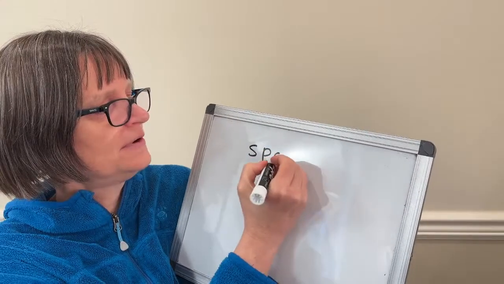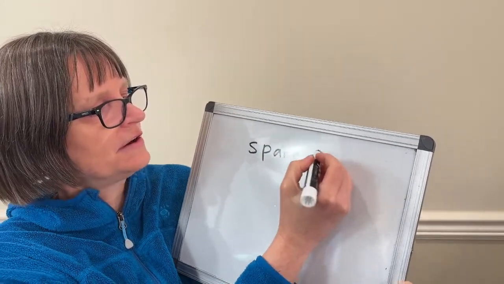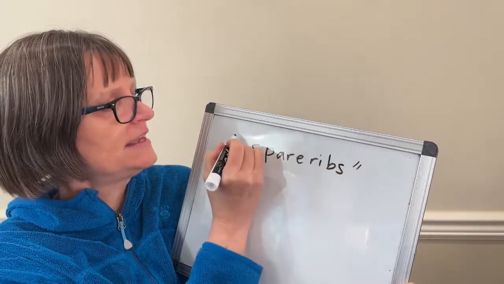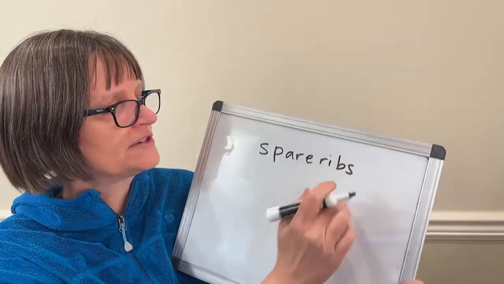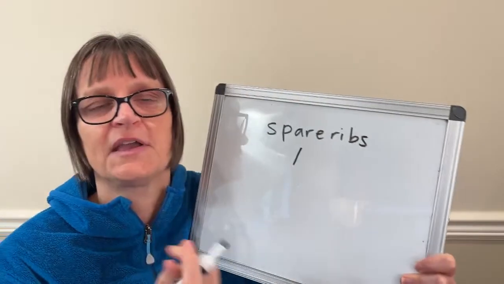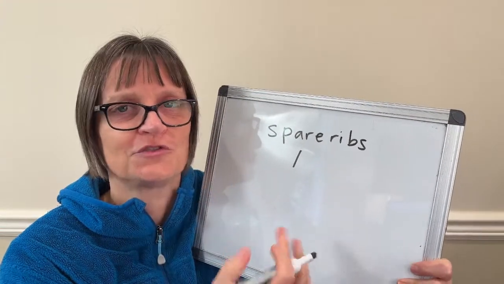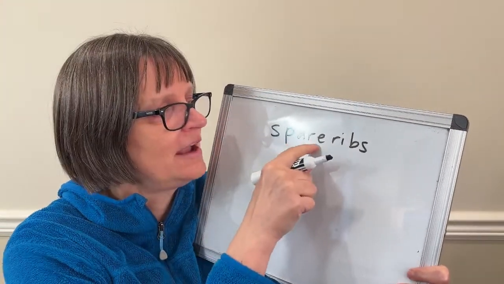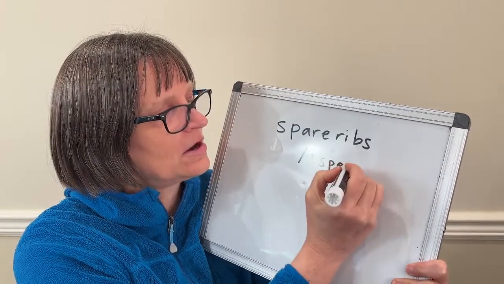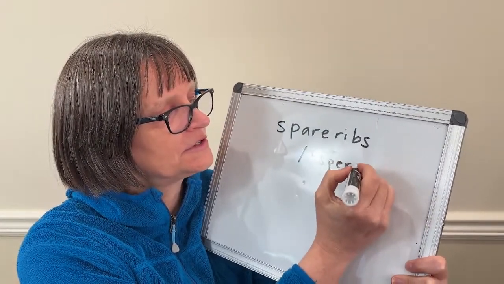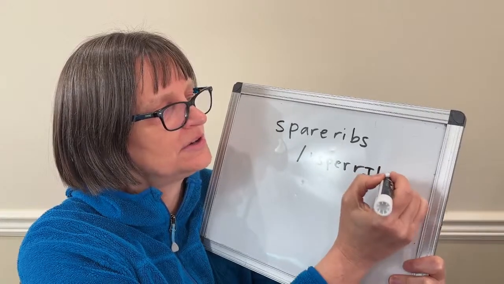So spare ribs runs together. If I was going to go slowly, I might say spare ribs with 2 R sounds. But basically, because it's all one word, first syllable stress, we can just go right from the air to the R of ribs. So you can say it like spare ribs. So in the dictionary, it's probably going to show 2 R's there.